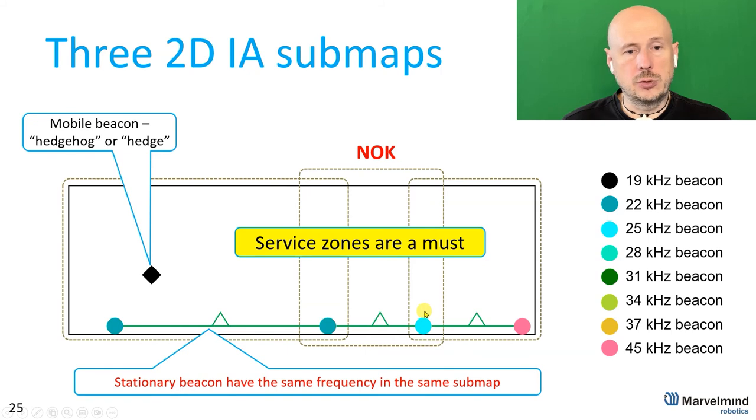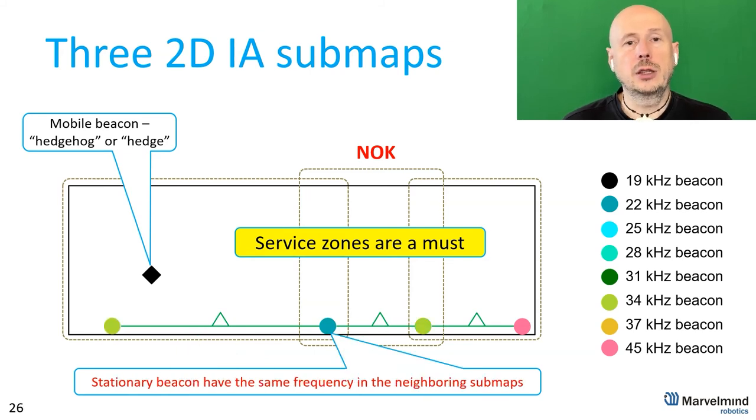Imagine that you made a mistake. You see the difference? No, this is what we already touched: the same frequency in one of the submaps. Violation. It will not work. So this is a good one. This is not a good one, because one of the submaps has the same frequency. But this is a basic one. Again, difficult to miss, but some people do.